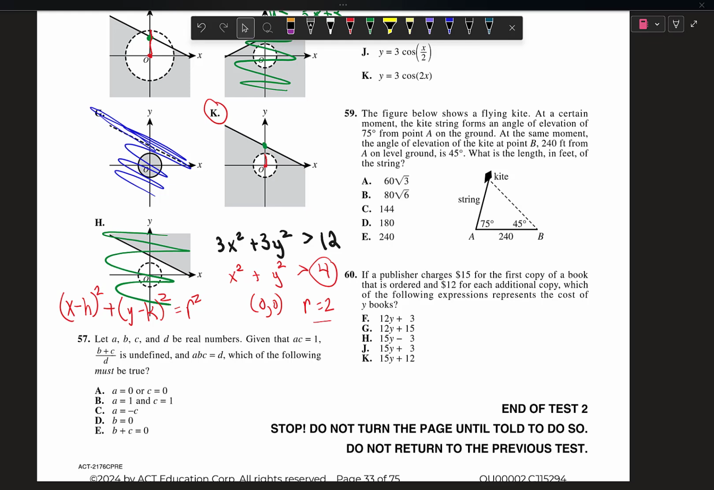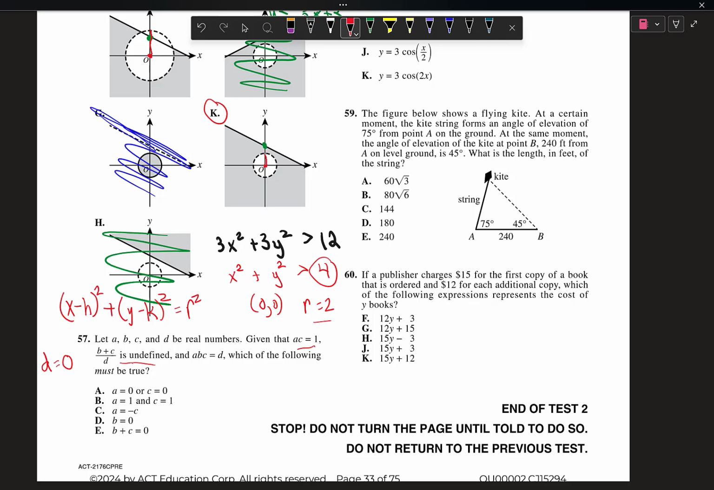All right, 57. Let A, B, C, and D be real numbers, given that A times C is 1 and B plus C over D is undefined. Okay, that right there is a big clue. That tells us D is equal to 0. If you look at these choices, that's not one of them.